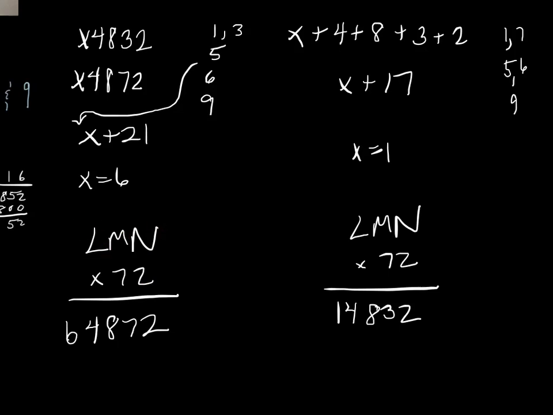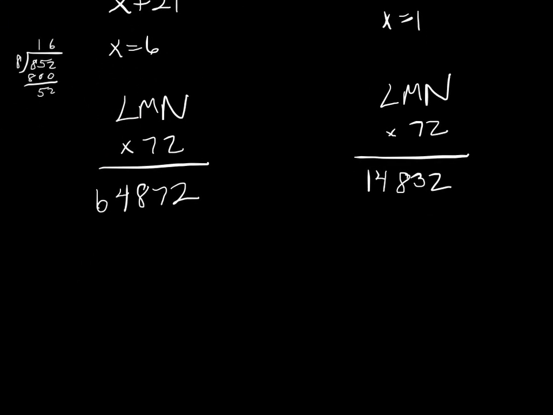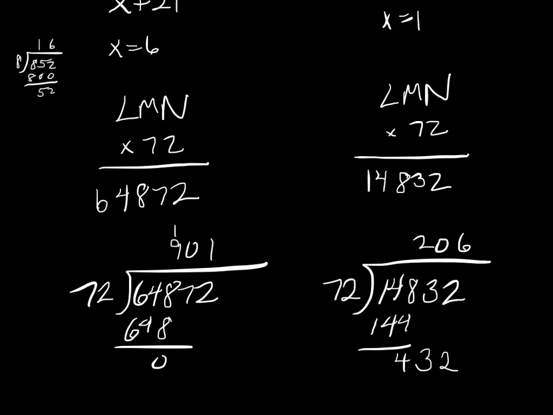So all I have to do is divide 72 into 64872. I'm going to hit pause and do that. Okay, so we have figured out that in this case, LMN has to be 901. I figured that out with dividing. And in this case, LMN has to be 206. But 206 is no good, because I've already got a 2 right there, and I can't use the 2 again.